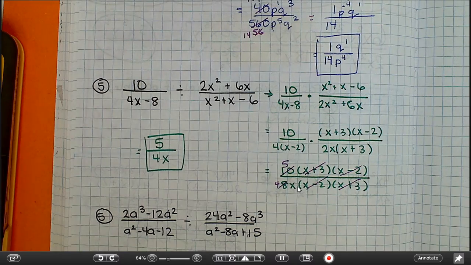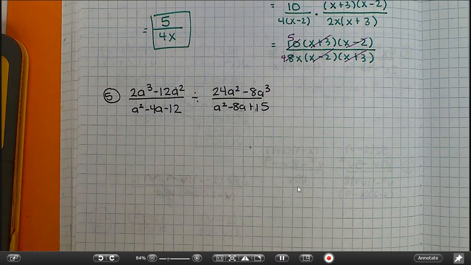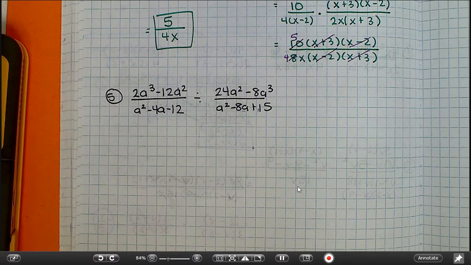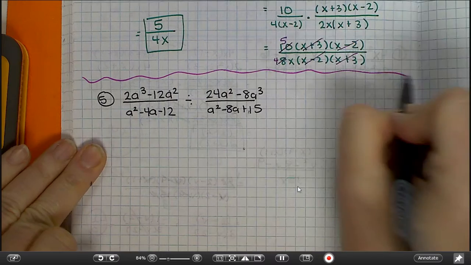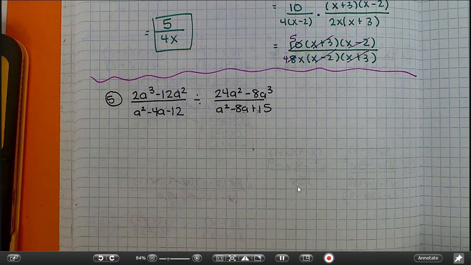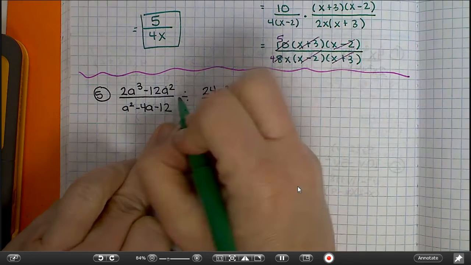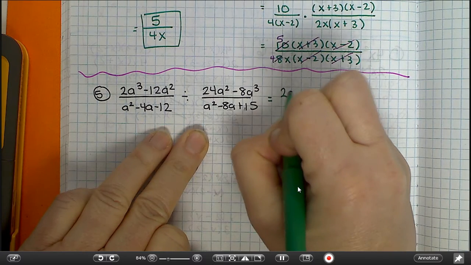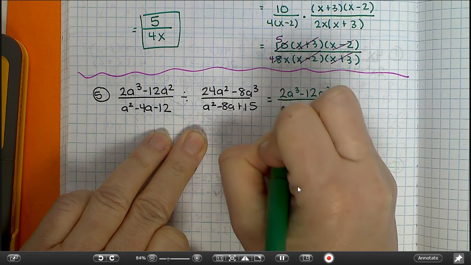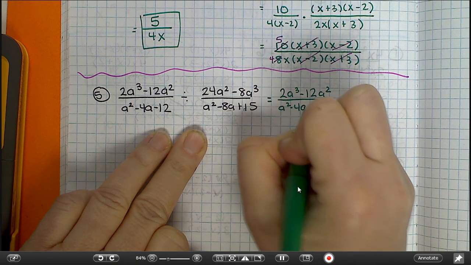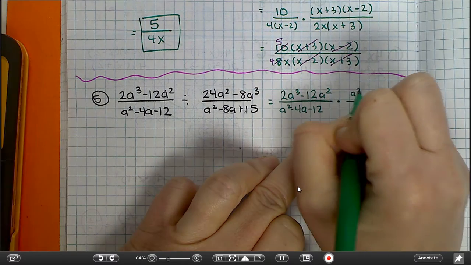All right, one more. You may want to try this one on your own and then watch. So you may want to pause the video and try this problem. All right, welcome back. So it's division, so we need to rewrite the whole entire problem. This is why you guys will really love it, because of all the writing. Change to multiply and flip the other one over.